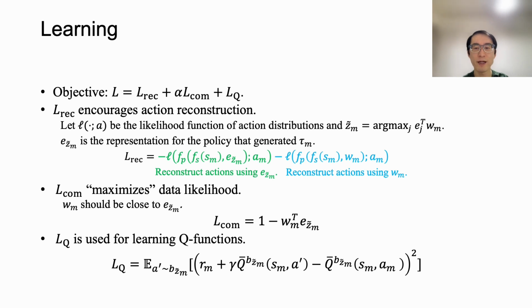LCOM penalizes deviation of ZM tilde from Wm. This is to ensure that the two vectors satisfy the posterior shown in the last slide. In some sense, you can consider it as maximizing the data likelihood. Together, LREC and LCOM ensure that every trajectory is assigned to some behavior policy, and the behavior policy can generate the trajectory. The last term LQ is just used for learning the Q functions of the behavior policies.